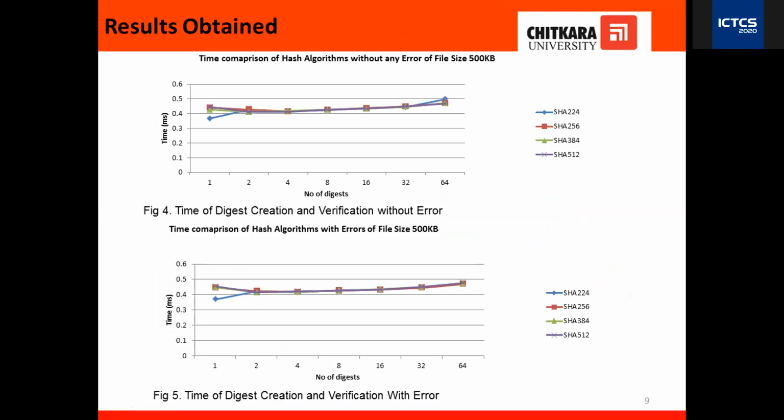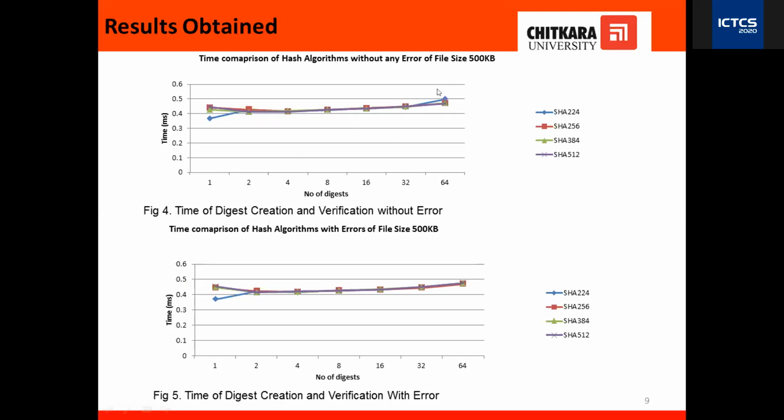I have implemented all the concepts with the help of Python programming, and these are certain results that I have analyzed. First of all, I am using these four hash algorithms, SHA-224, 256, up to SHA-512. I can analyze that any of the algorithms can be used to create the digest value, depending upon its usability.